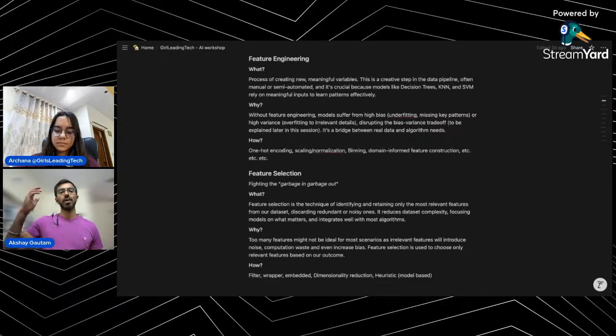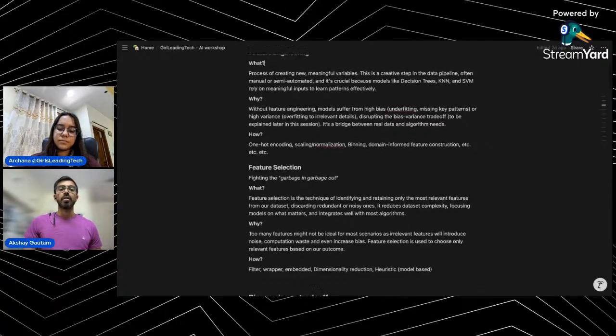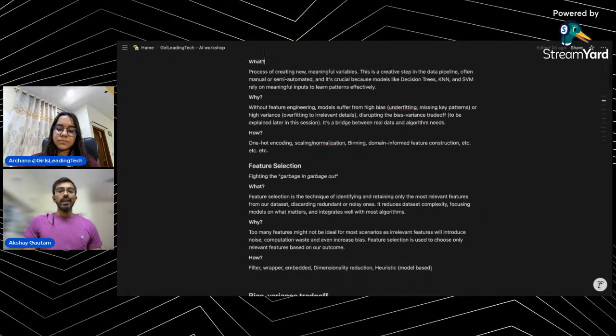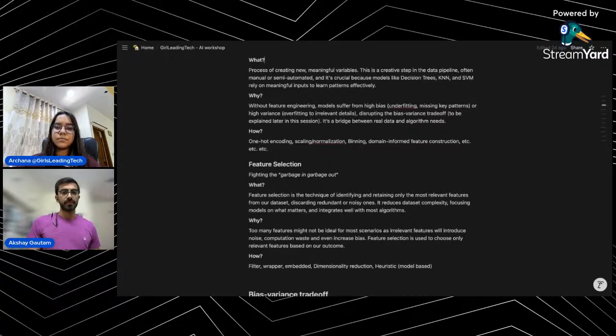So the question is why do it? You have an intuition of why, but without feature engineering, these models will suffer from either high bias, which is basically underfitting, and this we'll also discuss later, or high variance, which is overfitting, disrupting the bias-variance trade-off. This feature engineering step is necessary to bridge the gap, because every algorithm requires a different type of data, and feature engineering helps us create that data from real-world data.